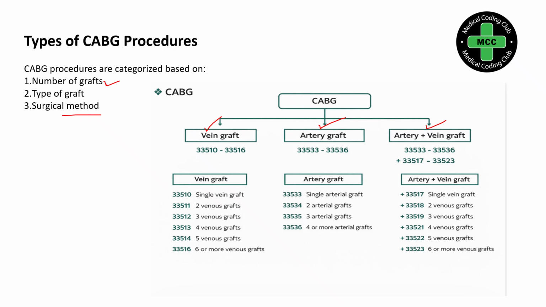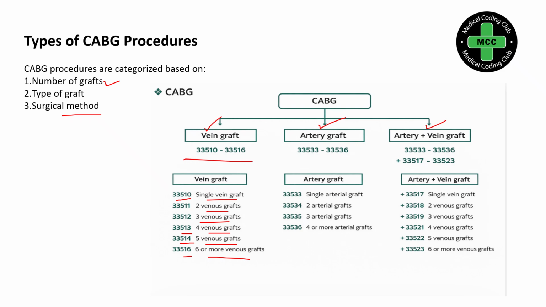You can check the vein graft. Vein graft code ranges between 33510 to 33516. This is the vein graft CPT code range. Each code description contains the number of grafts being utilized: 33510 single vein graft, 33511 two venous grafts, 33512 three venous grafts, 33513 four venous grafts, 33514 five venous grafts, and 33516 six or more venous grafts. This chart will be very helpful if you keep it as a reference when you are studying; definitely you will learn quickly.